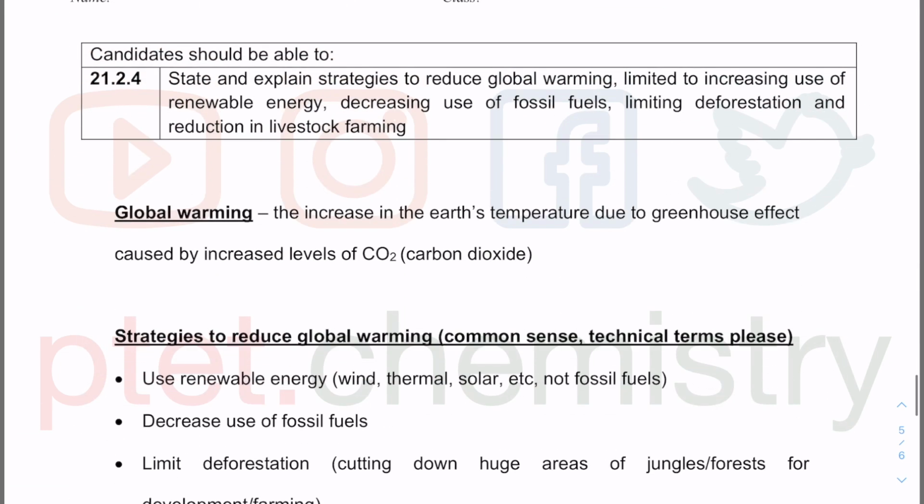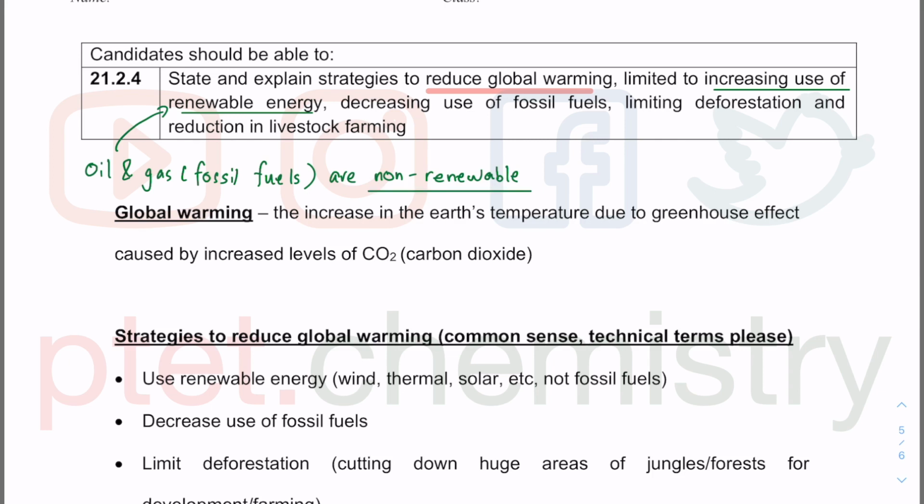Now the very next bit is, how do we reduce global warming? To decrease global warming, we have to think about increasing the use of renewable resources. So oil and gas is not renewable. Oil and gas, basically they are fossil fuels. So fossil fuels, once you use them up, they will not come back again. They are non-renewable. Non-renewable means once you use them up, they are gone. Renewable means you can use them again and again, you can regenerate them.